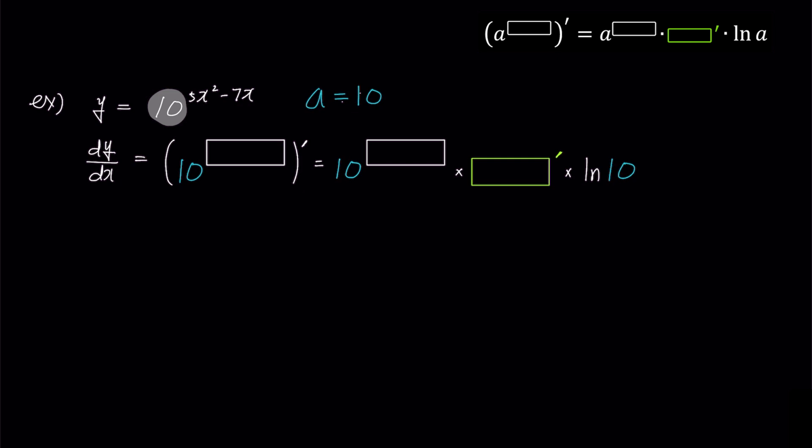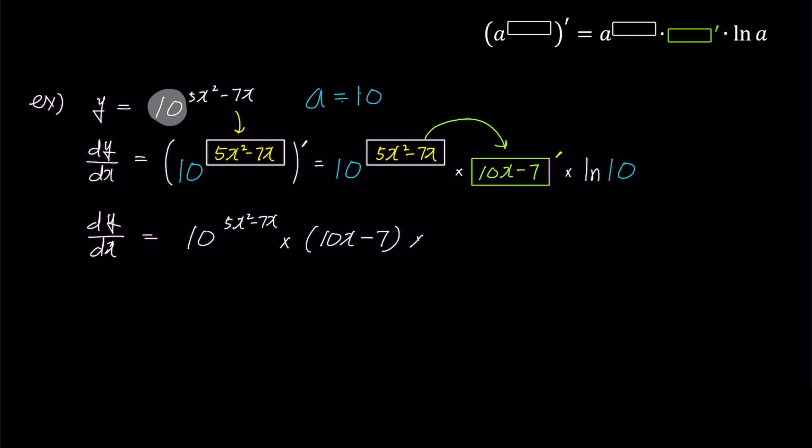Now, let's compare this formula with the problem and determine what should be placed in the white box. We need to put 5x squared minus 7x in the left white box and also in the right white box. Then in the green box prime, we need to put the derivative of 5x squared minus 7x, which is 10x minus 7. Now, let's simplify and write the answer. dy over dx equals 10 to the power of 5x squared minus 7x times 10x minus 7 times ln 10. We found the answer easily.